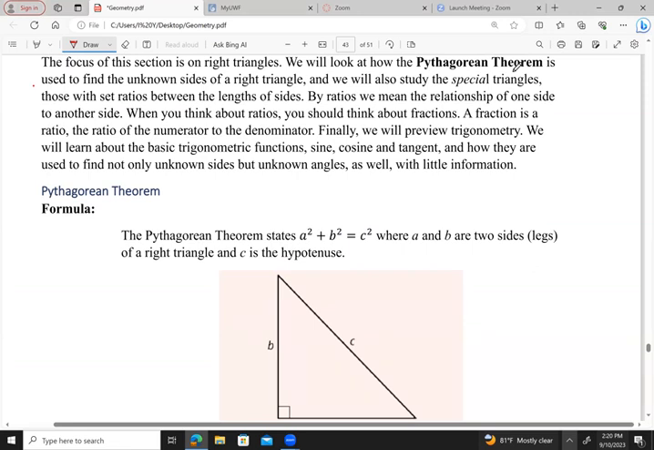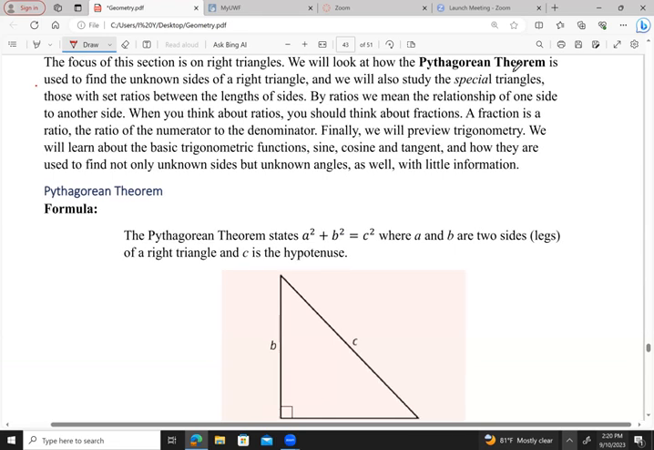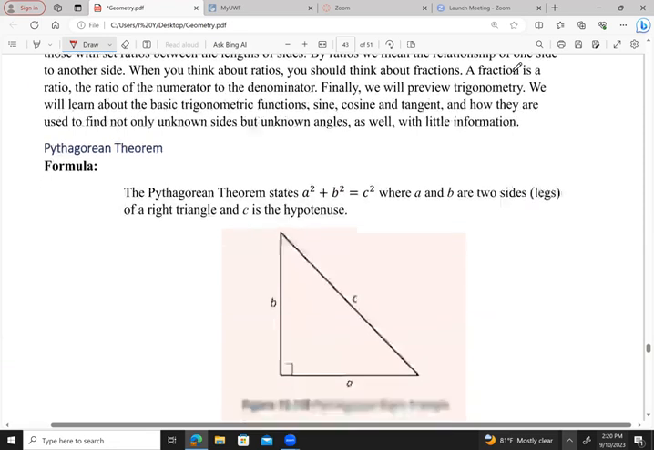When you think about ratios, you should think about fractions. A fraction is a ratio, the ratio of the numerator to the denominator. Finally, we'll preview trigonometry, learn about the basic trigonometric functions sine, cosine, and tangent, and how they are used to find not only unknown sides, but unknown angles as well, with little information.